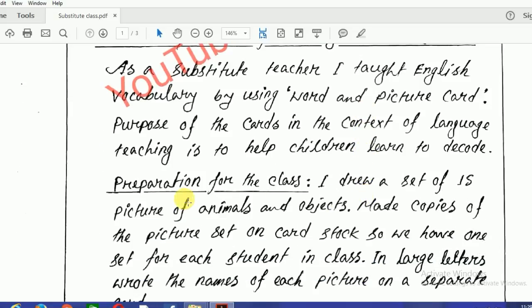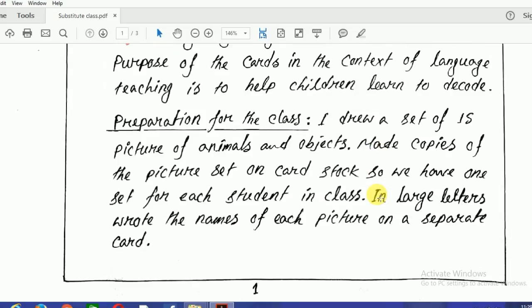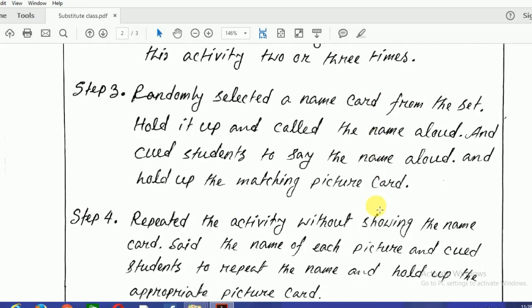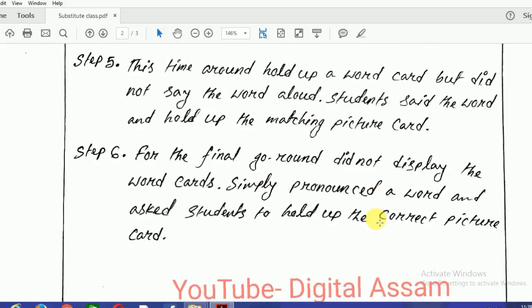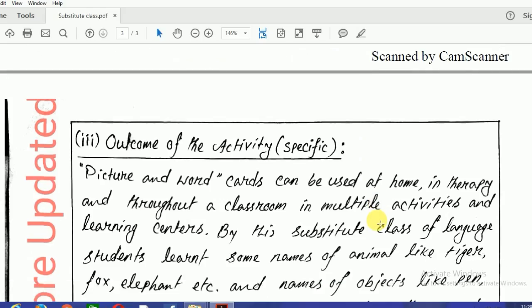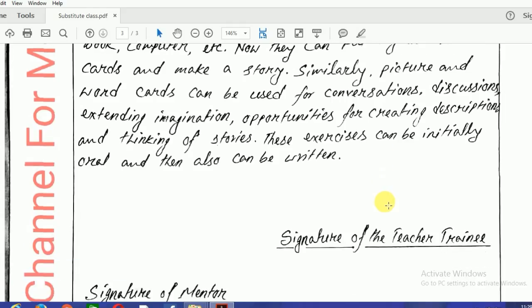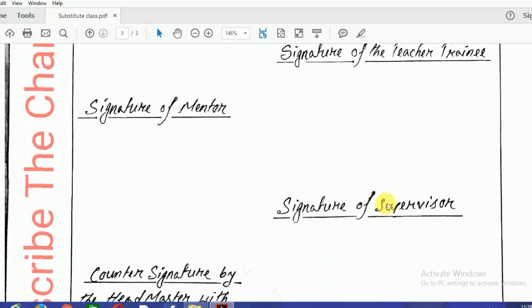After that, you have to write the preparation for the class, how you prepared for your class. You have to write in detail and step by step about your substitute class. After that, our last point is the outcome of the activity. What is the result of your substitute class? And at last, signature of the teacher trainee, signature of the mentor, signature of the supervisor, and the signature of the headmaster with the official seal.